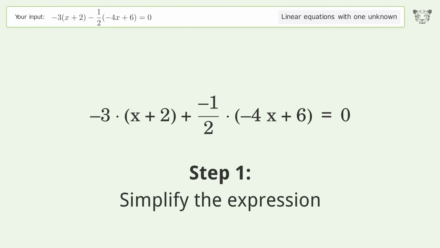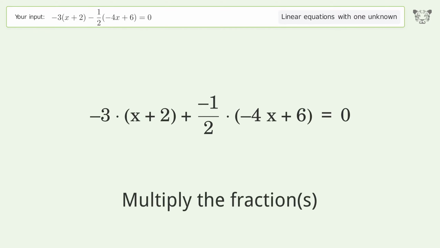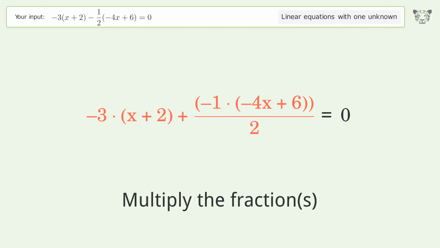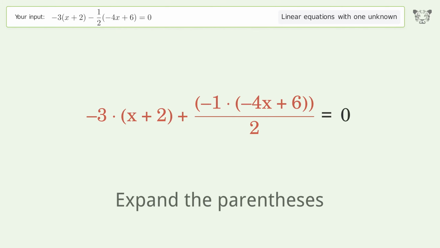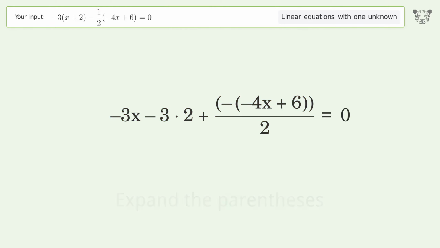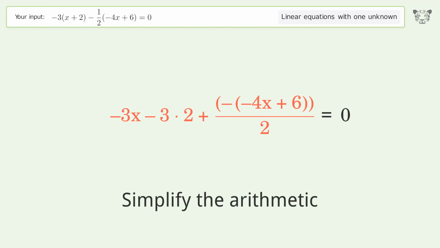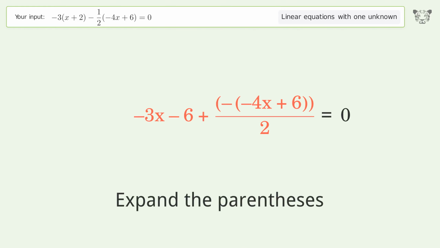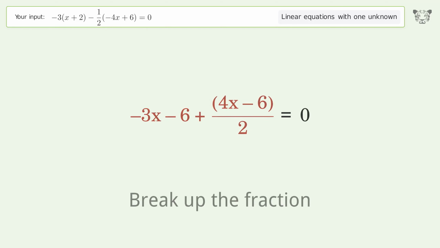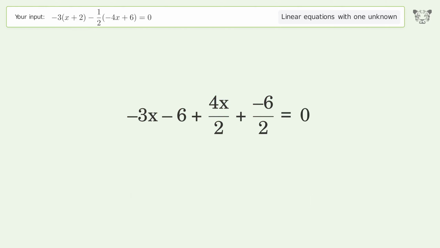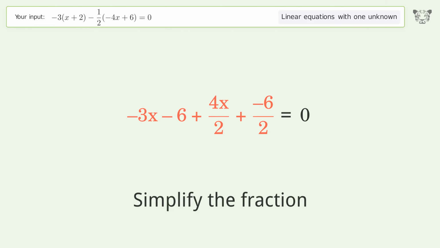Simplify the expression. Multiply the fractions. Expand the parentheses. Simplify the arithmetic. Expand the parentheses. Break up the fraction. Simplify the fraction.